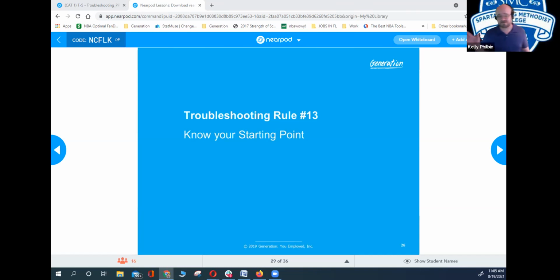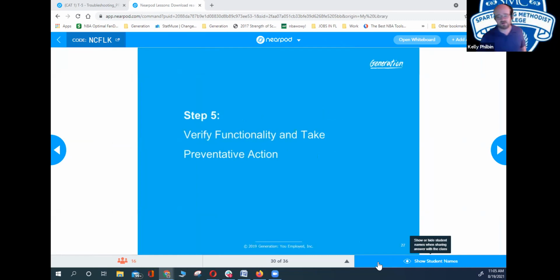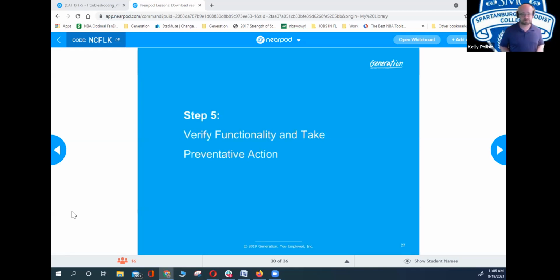Step number 5. We haven't gotten there yet, so it's okay. All right. So we'll move along here a little bit. All right. Step number 5. This is the one I cannot tell you how many IT personnel skip this one, which worries me that they may skip the next one too. So you think you've got the problem solved, and like, all right, you're good to go. Have a nice day. Goodbye.